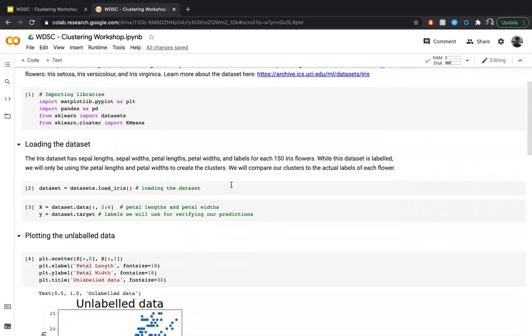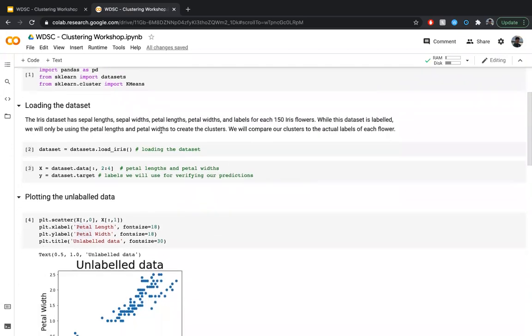So as I said before, this is what the data set looks like. The data set has sepal lengths, sepal widths, petal widths, petal lengths, and labels. There are 150 flowers in this data set.